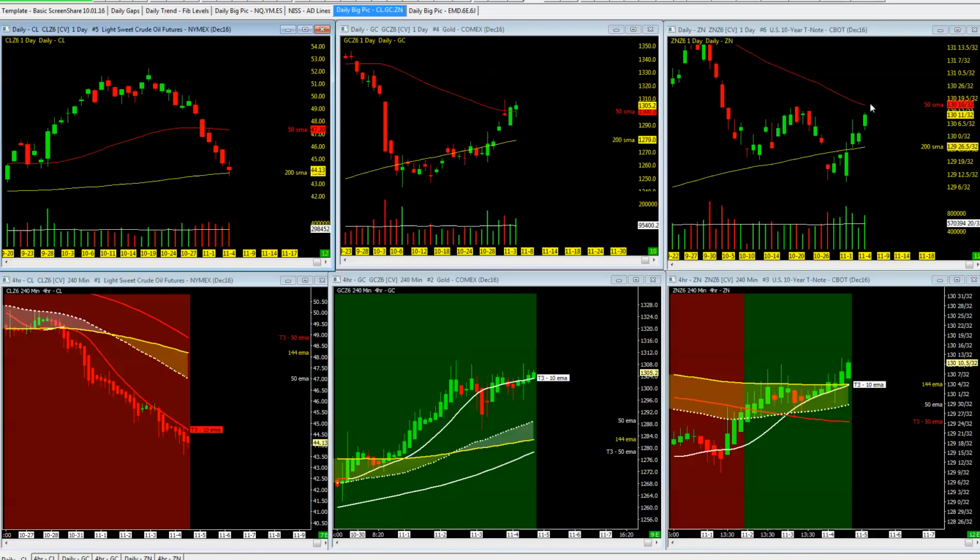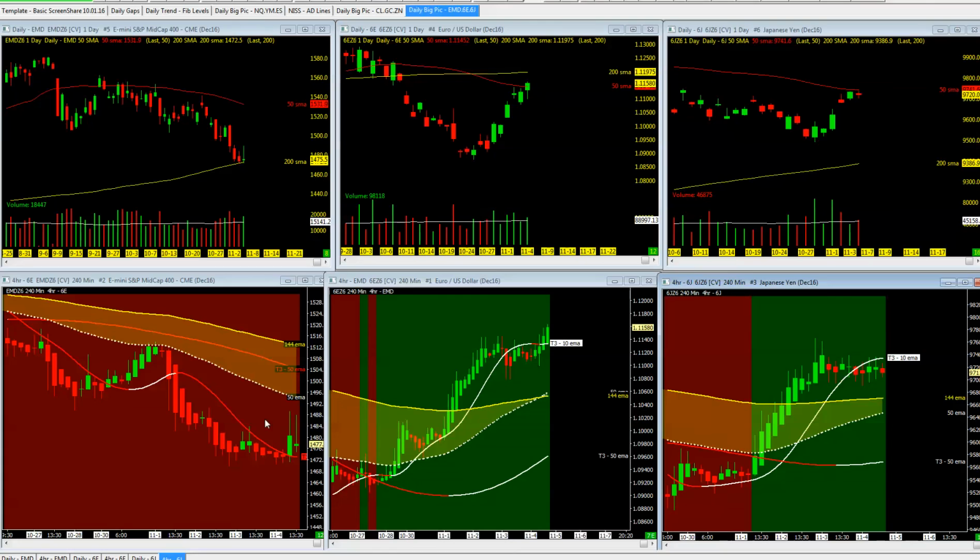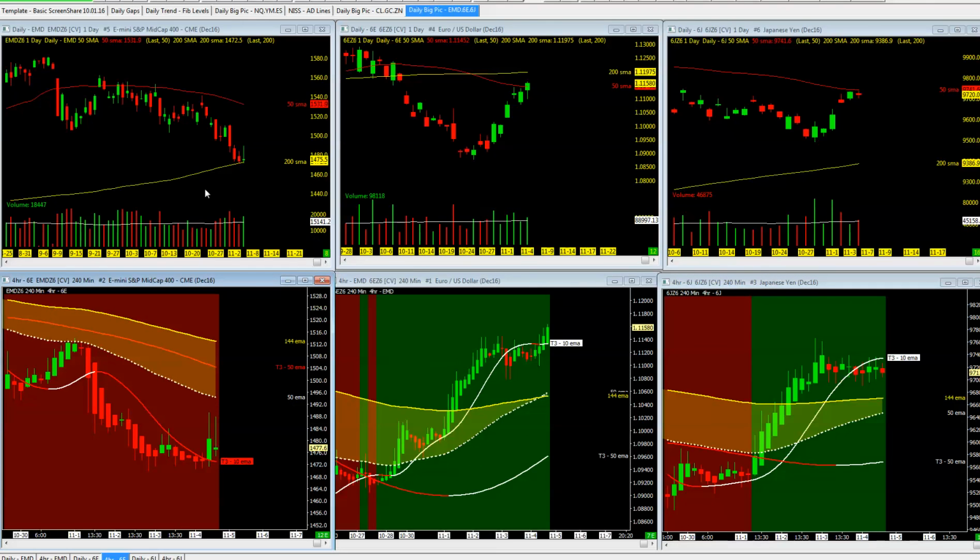Watch for that 50 SMA on a daily chart as well. But I got to still go with the downtrend, but weakening here on the bonds. And then taking a look and wrapping up on the EMD, another option to trade the indices is the mid-cap 400, like we saw in the ES, testing that 200 SMA support, sitting downside. I still got to go with the downtrend on the EMD.